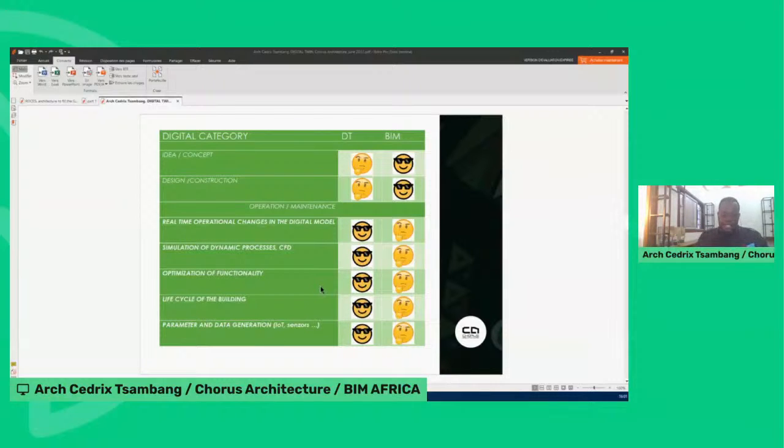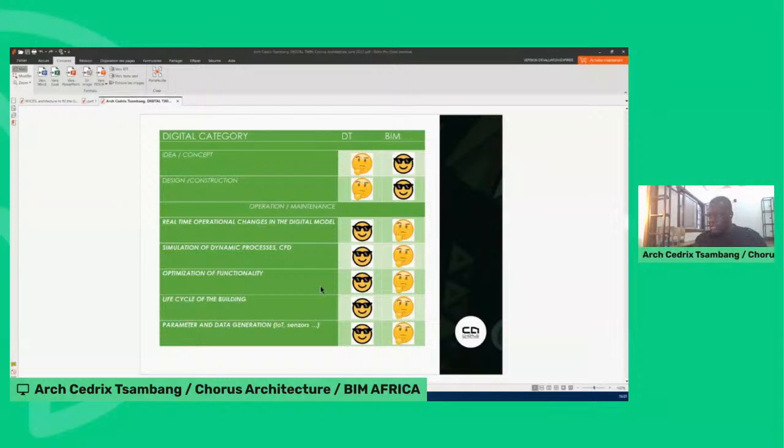But before advancing, there's sometimes a confusion between BIM and digital twins. Obviously, it's not one and the same thing, but they must go together. But to better understand, we have some digital categories here. Idea concept is better developed in BIM because you do not absolutely need digital twins to develop an ideal concept.